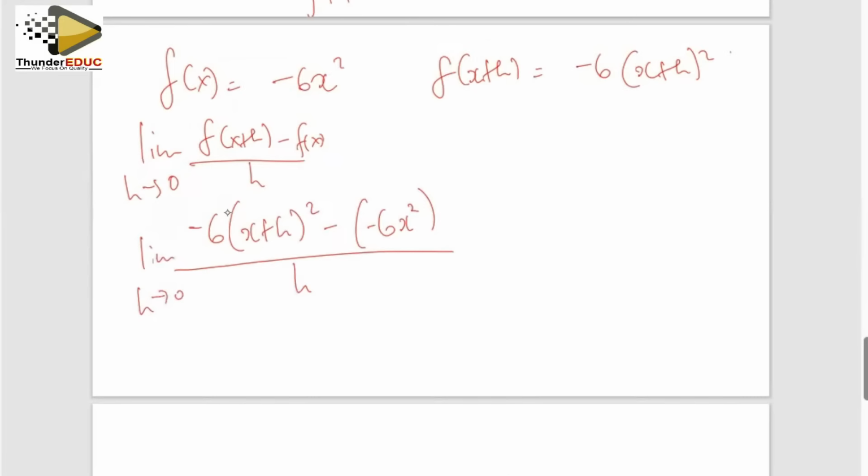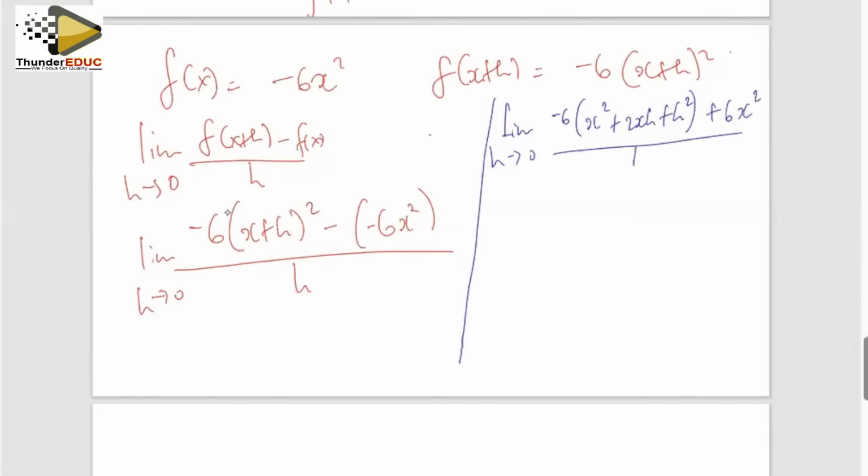Then we need to just open up that bracket because that is the most important aspect. So negative 6, let me set the limit as h tends to 0. Negative 6 there, I have x squared plus 2xh plus h squared. So negative and negative, that's going to give me plus x squared over h. Then the limit as h tends to 0, I'll open that up, negative 6x squared minus 12xh minus 6h squared plus 6x squared divided by h.